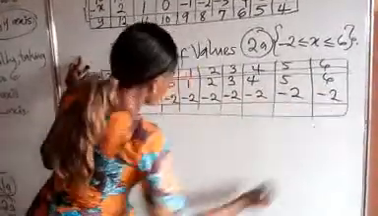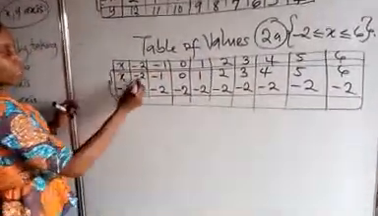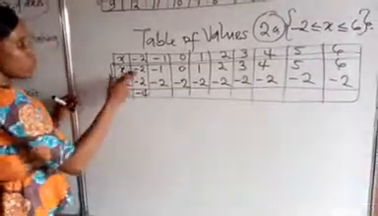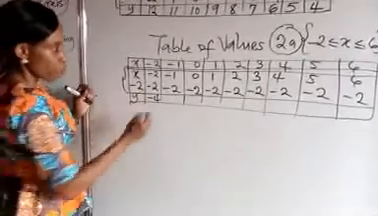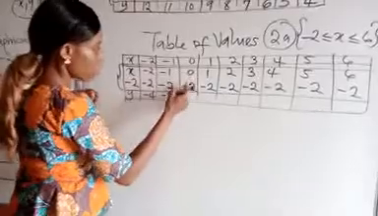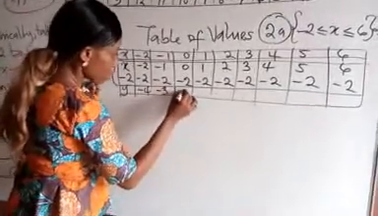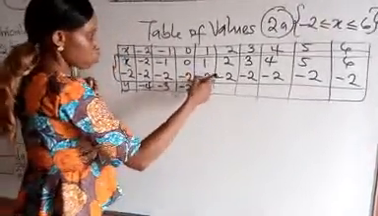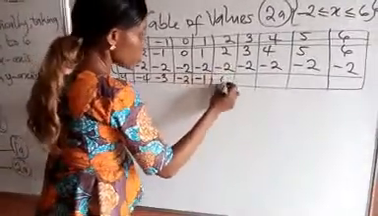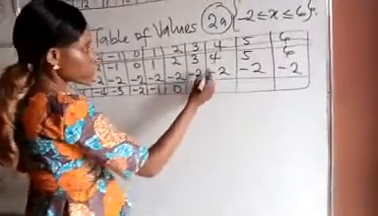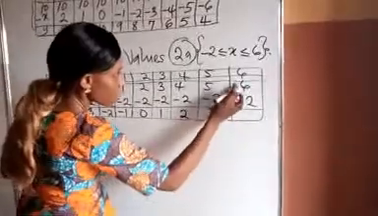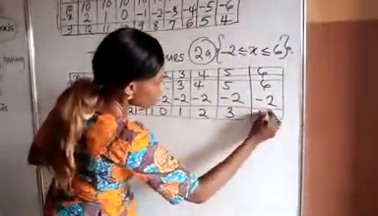Minus 2 minus 2, the first value of y is minus 4. You are owing 2, you're owing 2, you're owing 4. Minus 2 minus 1 is minus 3. 0 minus 2 is minus 2. 1 minus 2, you are still owing 1, minus 1. 2 minus 2 is 0. 3 minus 2 is 1. 4 minus 2 is 2. 5 minus 2 is 3. 6 minus 2 is 4.